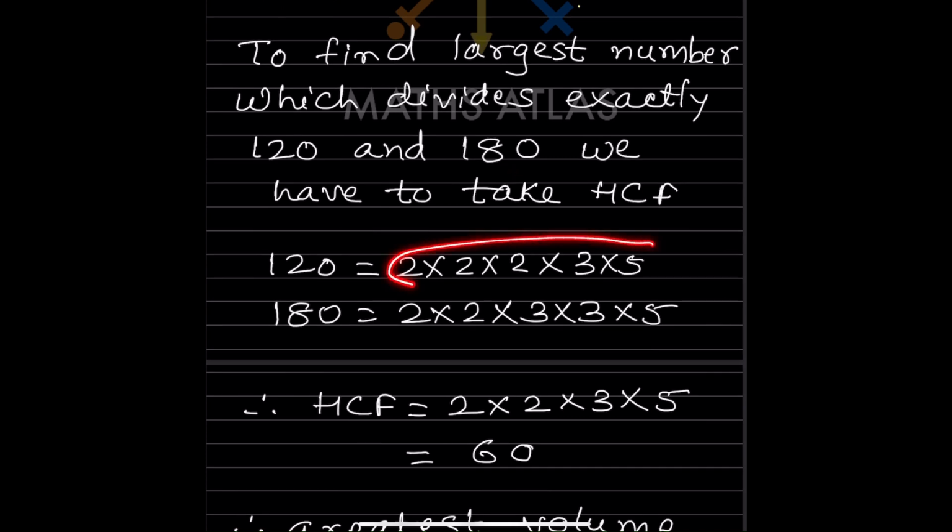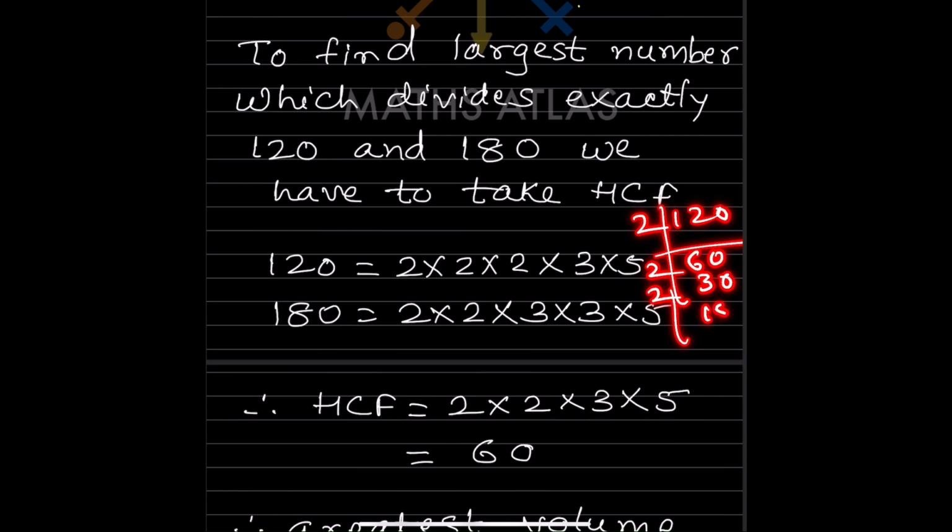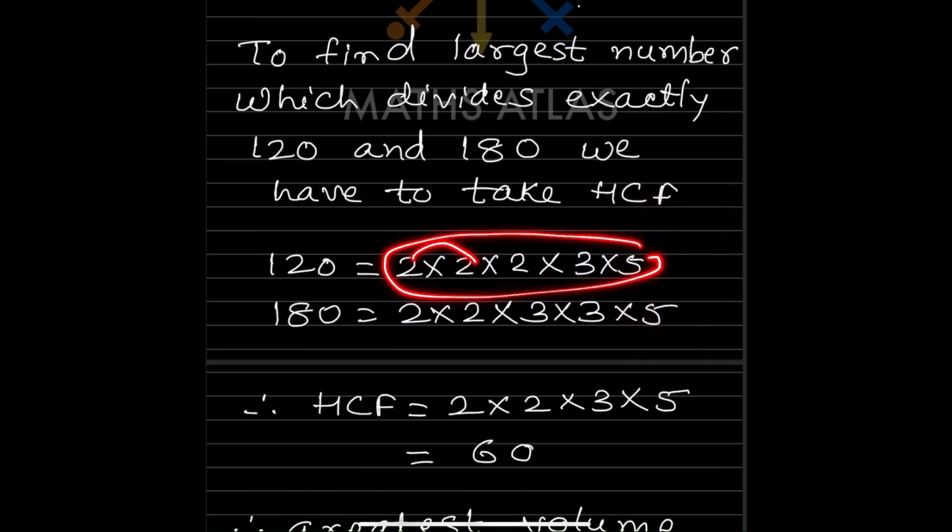Now see, I have just done it like this. You can take it with the help of prime factorization. 2 into 60, 2 into 30, 2 into 15, 3 into 5, 5 into 1. So these are the factors. I have done it directly; you can do it separately. 2 2s are 4, 4 2s are 8, 8 3s are 24, 24 5s are 120. And the same you can do for 180 also. You can take the prime factors, so you get these factors.